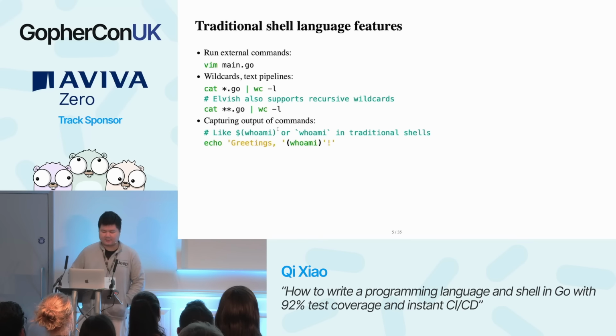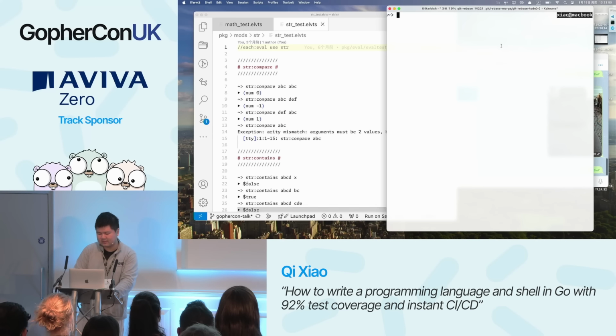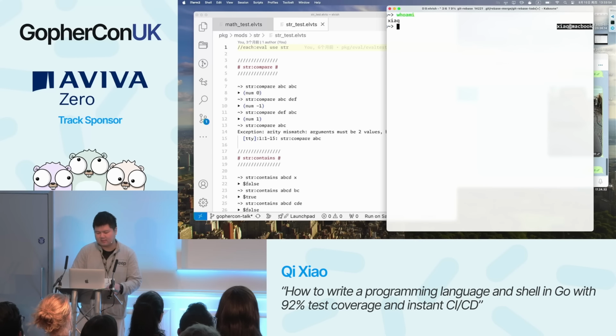Elvish also allows you to capture the output of commands. The syntax is a little bit different, but it's the same as dollar parentheses or backquotes in traditional shells. So you can do something like this. Well, maybe a demo is warranted. Let me first show the whoami command. It just prints your username. You can use the username as part of another command, something like this.